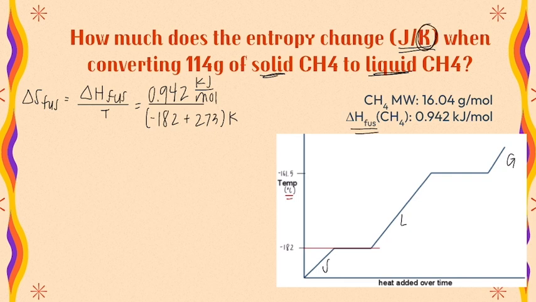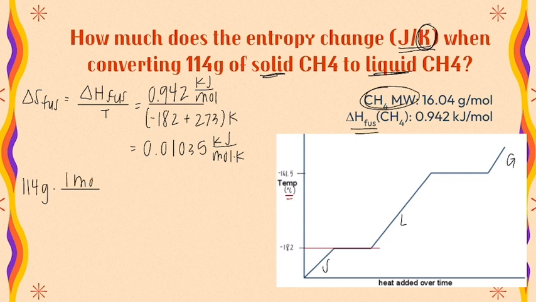So this is going to give me 0.01035 kilojoules per mole of Kelvin. But in this case, I know that I need joules per Kelvin, so I see that I have moles on the bottom. I'm going to convert my 114 grams to moles using my molecular mass that it gives me over here. So I have 1 mole is 16.04 grams. So I have 7.107 moles.